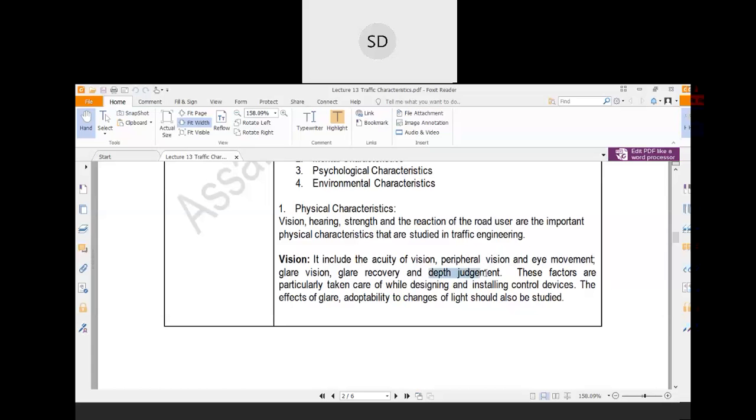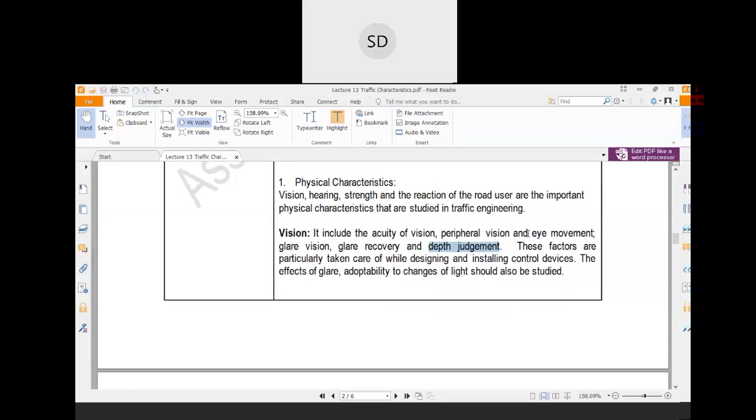Now, this depth of judgment is very important for drivers because in some cases the driver needs to change his lane, stop the vehicle, or overtake another vehicle. In such situations, the judgment of the driver is very much needed because he will analyze the situation and only after that can he move forward. If his judgment is not good, in that case, some accident may happen.